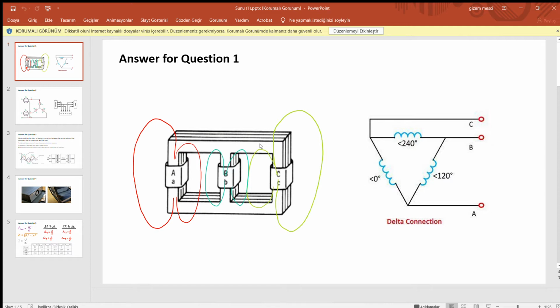As a result, we can say that due to different leakage fluxes of the phases, the measured phase currents will slightly differ from each other.